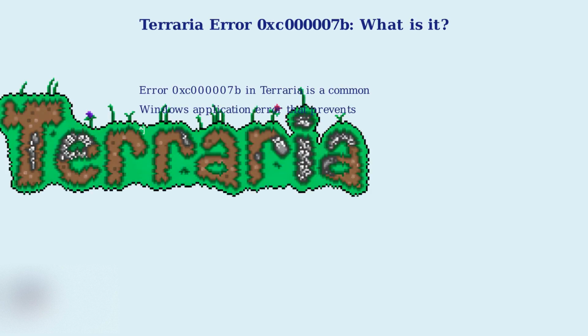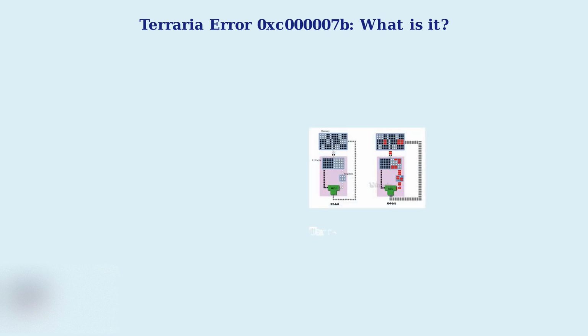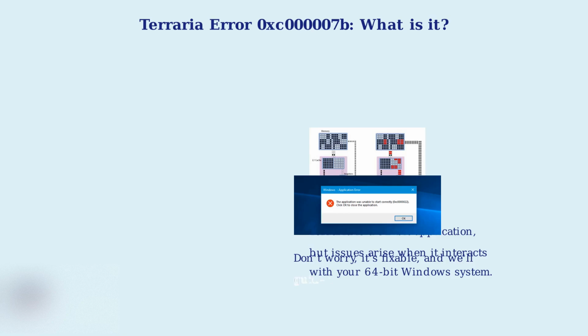Error 0xc000007b in Terraria is a common Windows application error that prevents the game from starting. It typically means there's an invalid image format, usually caused by mismatches between 32-bit and 64-bit system components or missing software dependencies. Although Terraria is a 32-bit application, issues arise when it interacts with your 64-bit Windows system. Don't worry, it's fixable and we will guide you through the solutions.